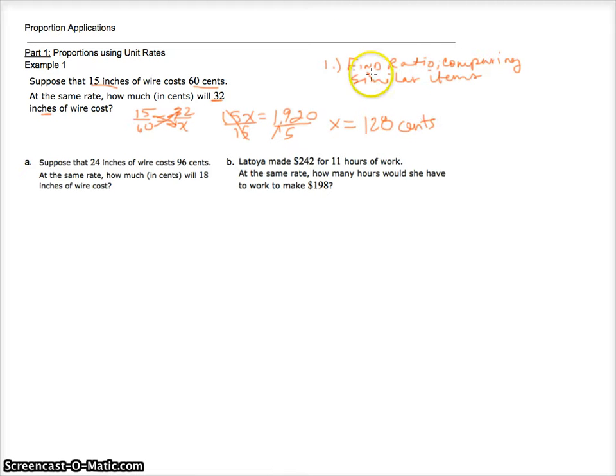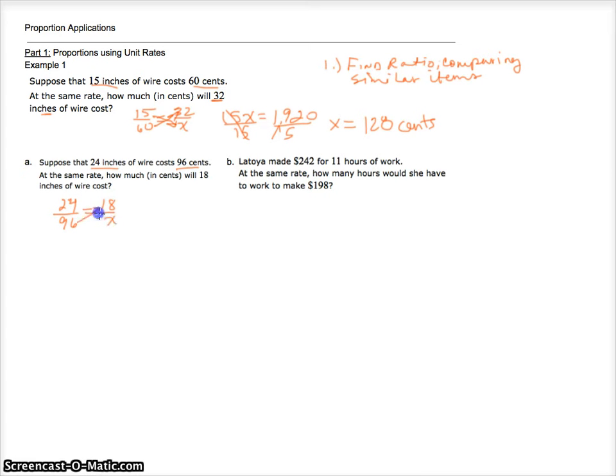So I need to find my ratio, and that I'm going to compare the items together. Let's look at part A. Suppose that 24 inches of wire costs 96 cents. That's my first ratio. 24 for 96. At the same rate, how much will 18 inches of wire cost? So inches are on top, so I'm going to put 18 over the price.